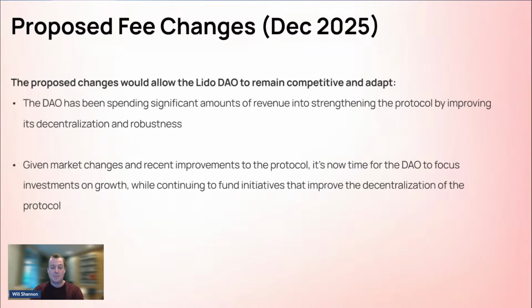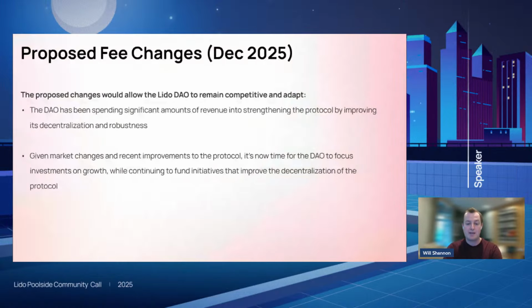So from my perspective, the proposed changes would really allow the Lido DAO to remain competitive and adapt to this changed market environment. The DAO has spent significant amount of revenue over the last years, strengthening the protocol by improving its decentralization and robustness. Dual governance is an incredibly novel mechanism that hasn't been seen really in the ecosystem at all, and especially considering the size of Lido is even more important. And when you consider again that Lido's gone from 37 to over 700 node operators in just 18 months, with many more planned to be onboarded in the coming months, I think that these things are important and will continue to be important. But given market share changes, given the way the environment has changed, also very important for the protocol to now invest in growth.